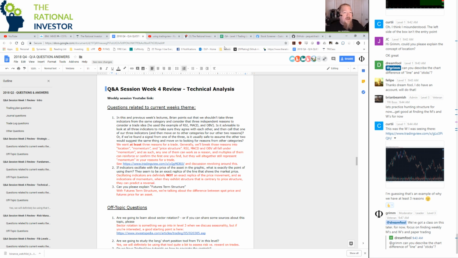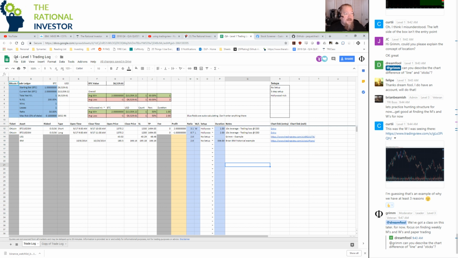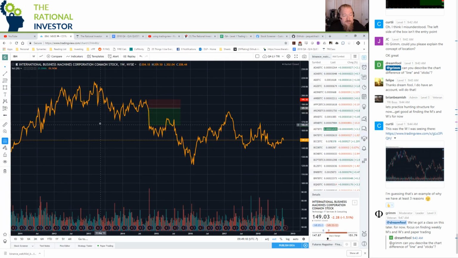Please bookmark this, and take the time to do some paper trades in the community log. I know we don't have a lot of tools yet, that's fine. I want you to get used to using this. Get used to taking screenshots of your trading queue. Get used to drawing this tool on here and identifying M's and W's.